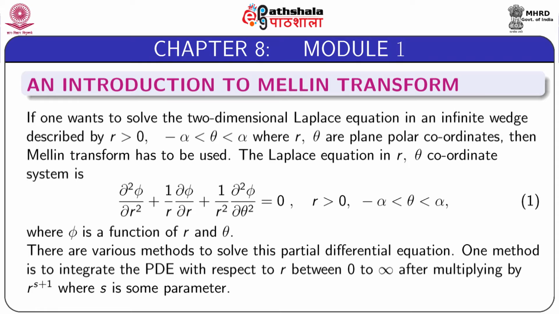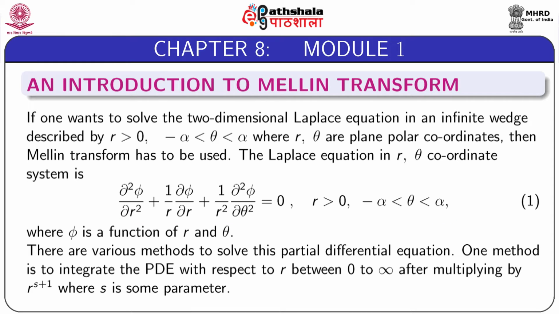If one wants to solve the 2-dimensional Laplace equation in an infinite wedge described by r positive, theta lying in the interval minus alpha to plus alpha, where r, theta are plane polar coordinates, then we have to use Mellin transform. The Laplace equation in r theta coordinate system is given by equation 1, where r is positive and theta lying in the interval minus alpha to plus alpha, and phi is a function of r and theta.